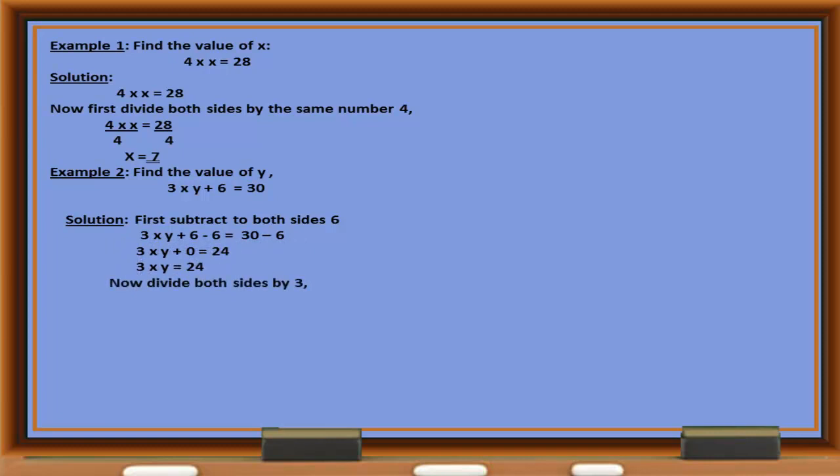Now divide both sides by 3. 3 times y is equal to 24. Divide both sides by 3. 3 divided by 3 is 1. 1 times y is y. 24 divided by 3 is 8.